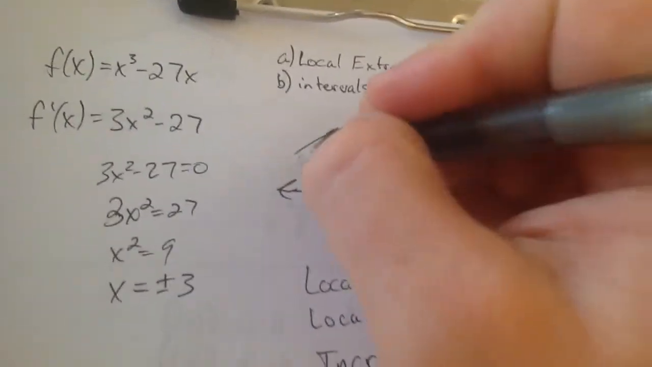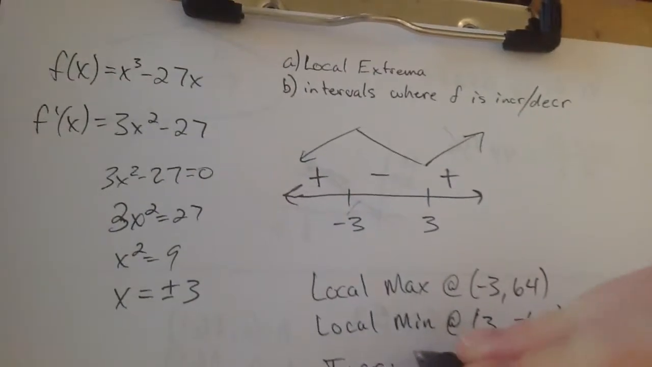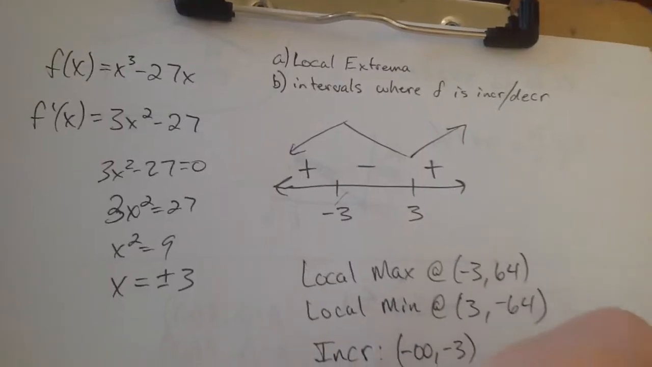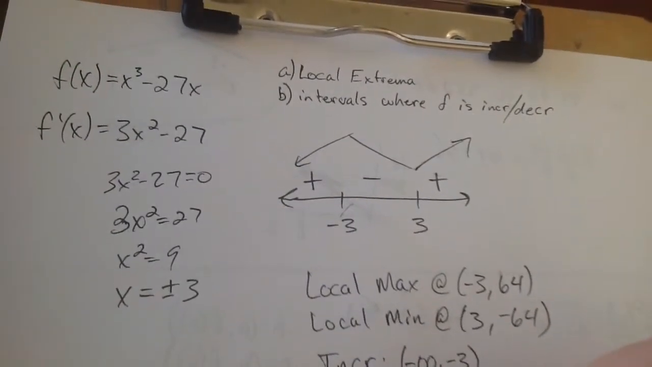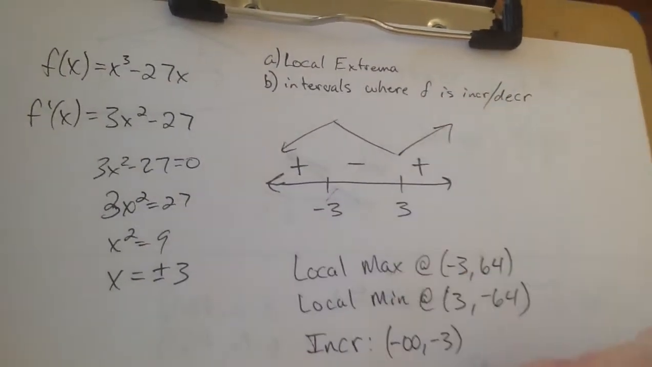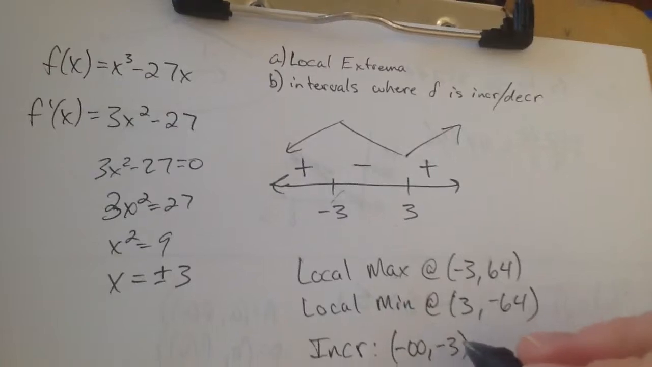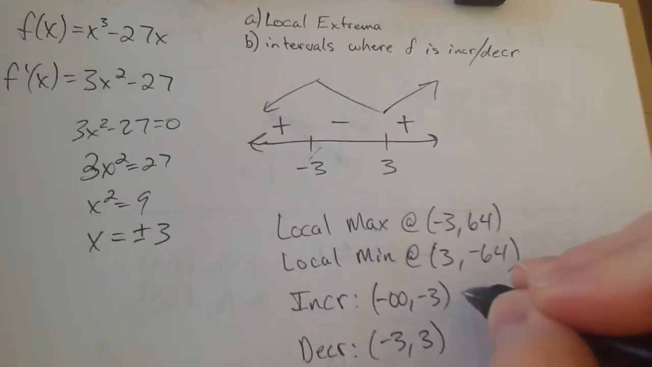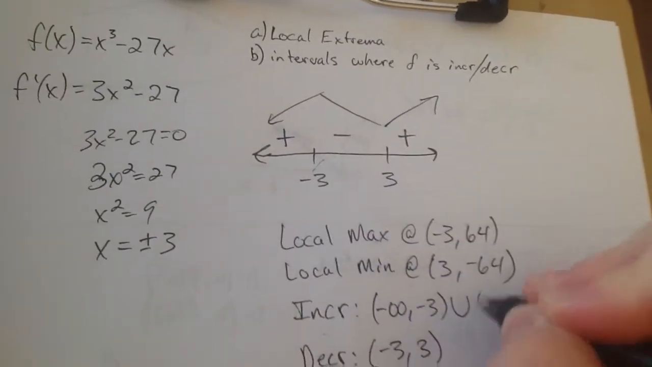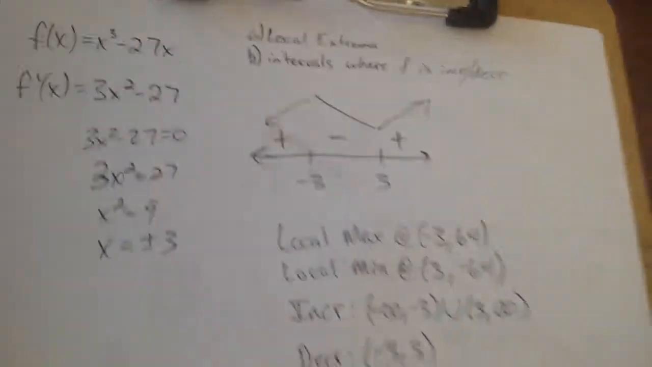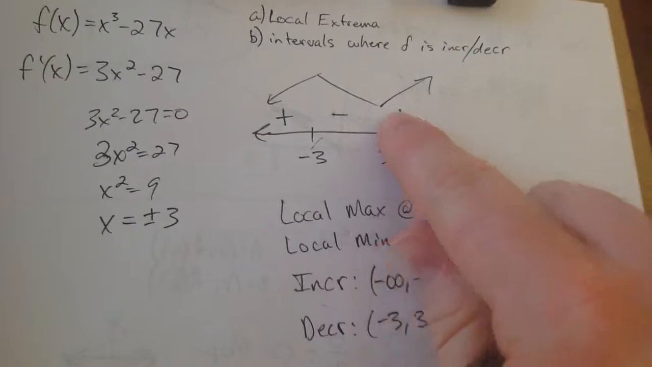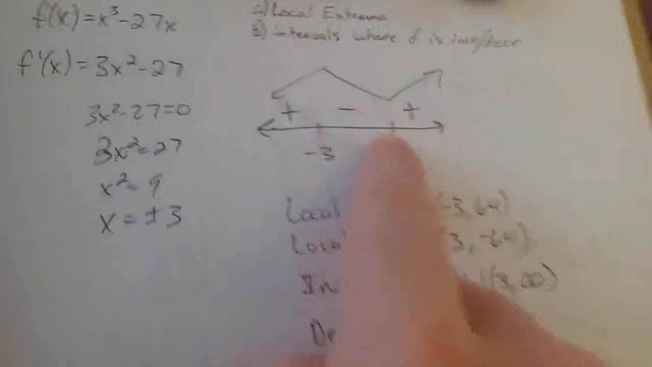This thing goes to the left forever. There should be arrows. So it's increasing from negative infinity to -3. And it's decreasing from -3 to 3. Oh, and then another place where it's increasing, if you write it in interval notation, you write it like this. It's also increasing from 3 to infinity. So from negative infinity to -3 is increasing, and from 3 to infinity is increasing, and decreasing in the middle.